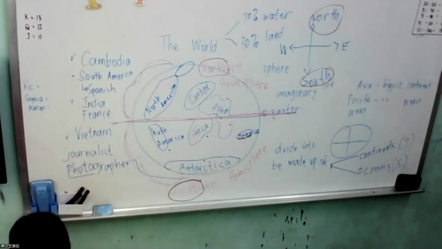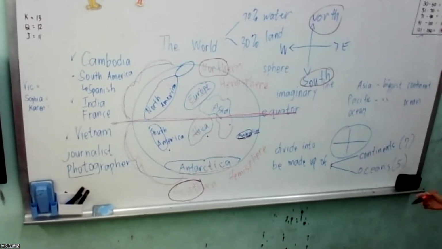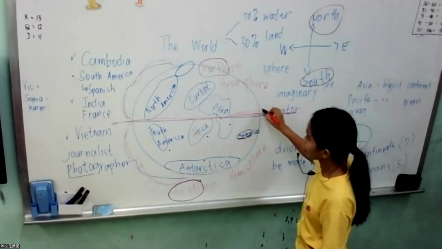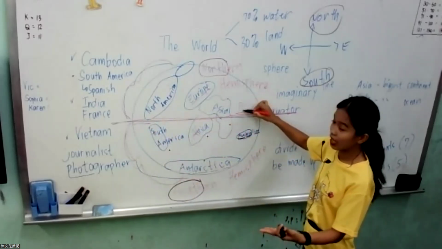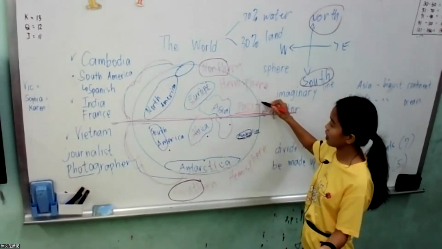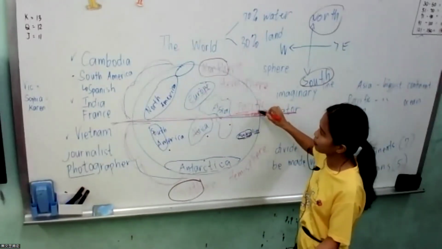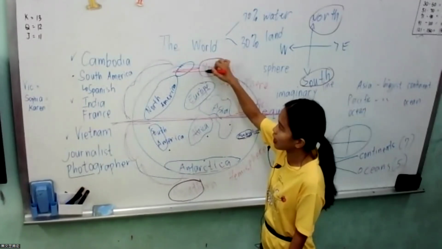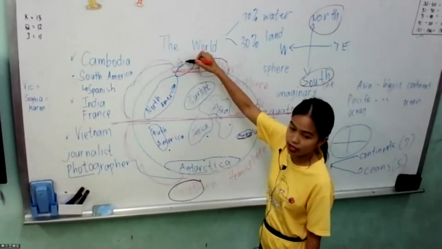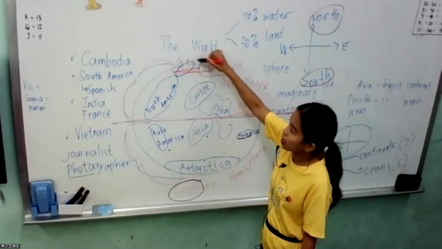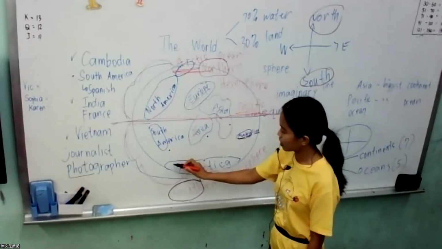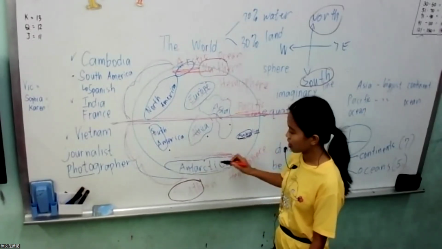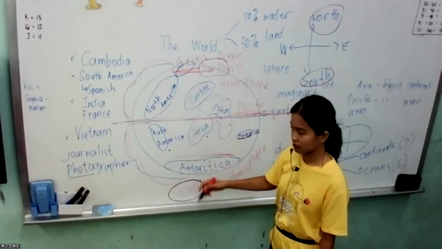Next, what are the oceans that we have? What do you call the biggest ocean here and here? Pacific Ocean. Very good. What is the ocean that you can see here at the top? Arctic Ocean. What do you call the ocean here?